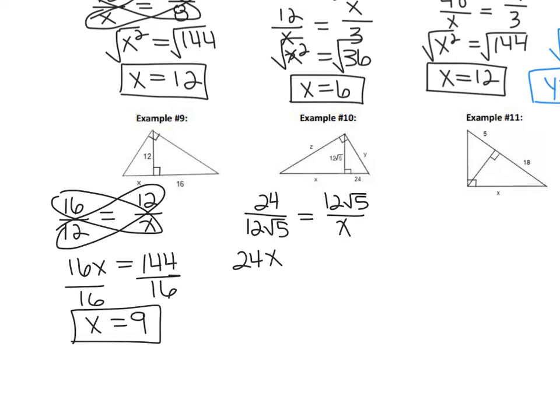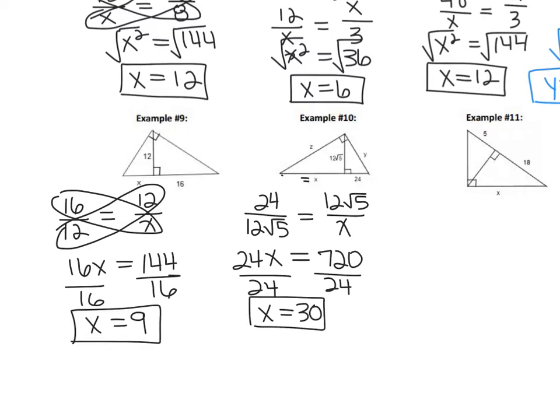Cross multiplying, we get 24x equals, and then we do 12 square root 5 times 12 square root 5. If you use a calculator, you will get 720. Divide both sides by 24, and we get x equals 30. I'm going to go ahead and label that in our picture. Now we're going to use our second geometric means to help us solve for our legs, y and z.